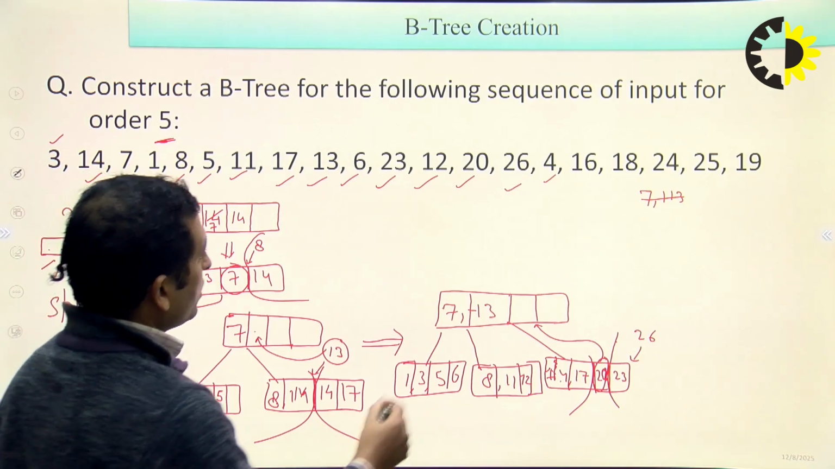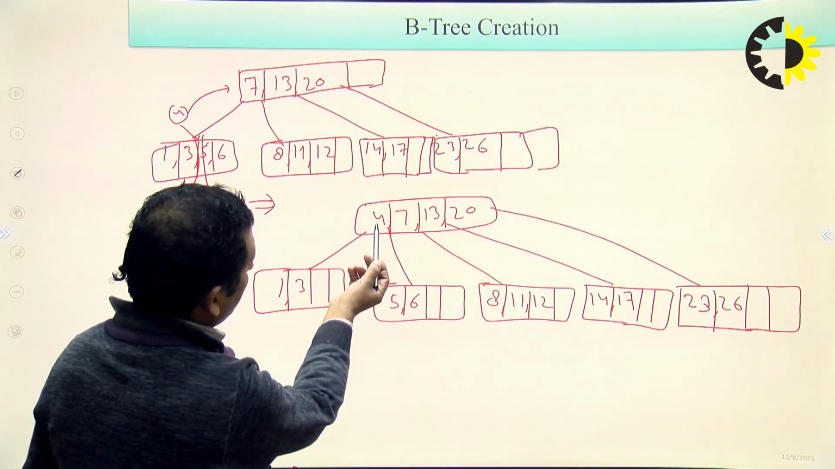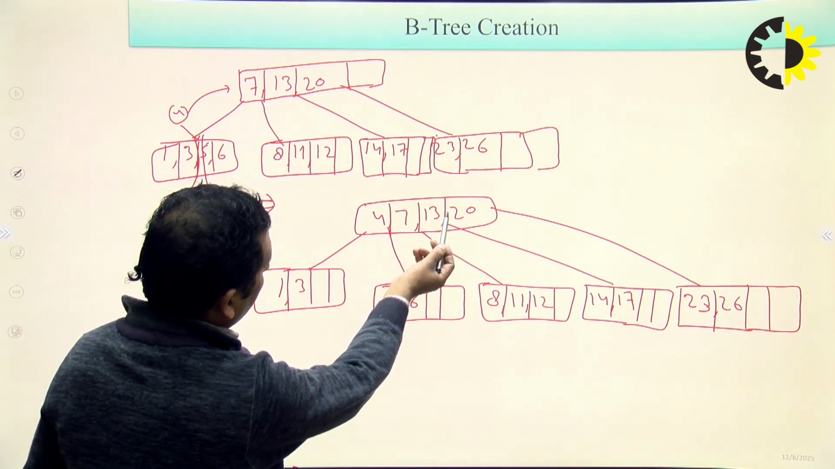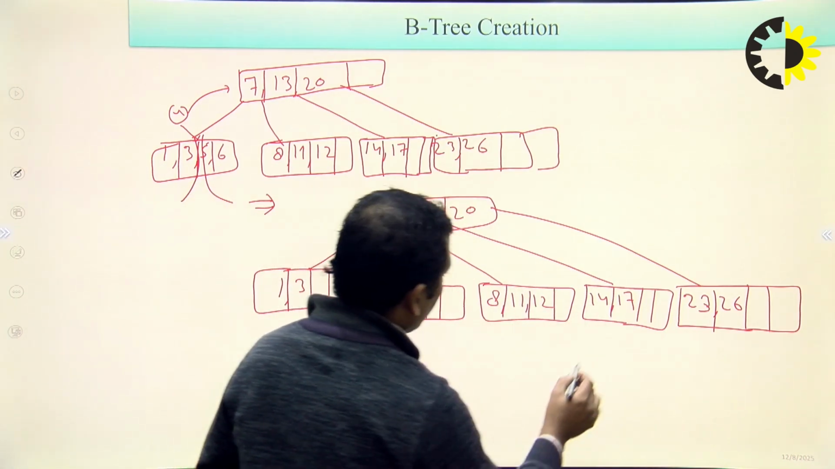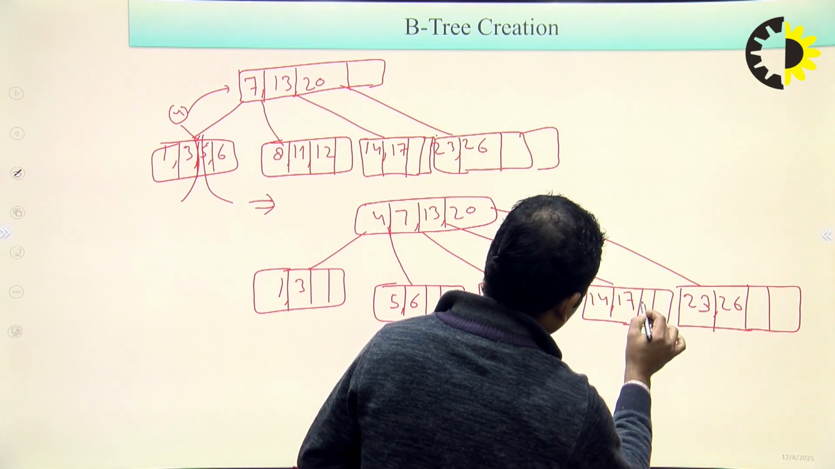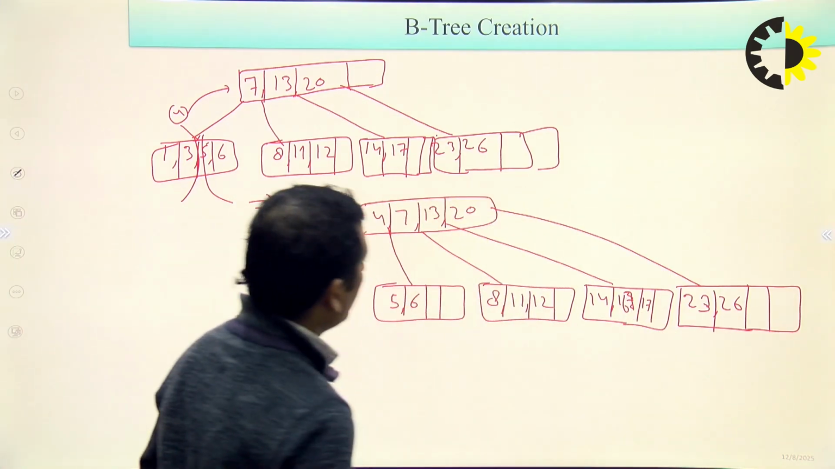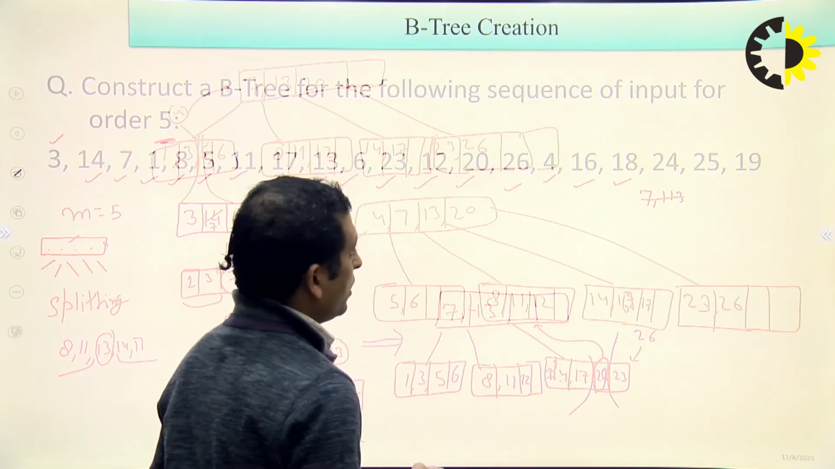Now the new key is 16. 16 is greater than 4, greater than 7, greater than 13, and less than 20, so come here. Keep 16 here in ascending order, so 17 will be shifted and 16 will come here. Now this is 16 and 18. Now insert 18.